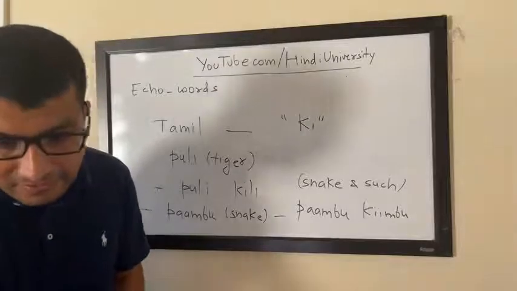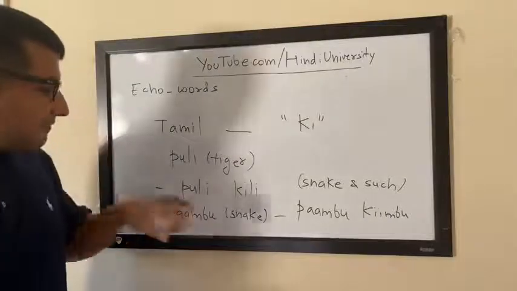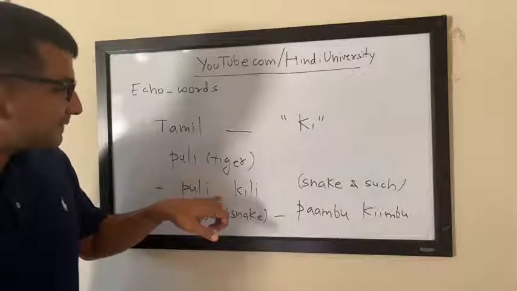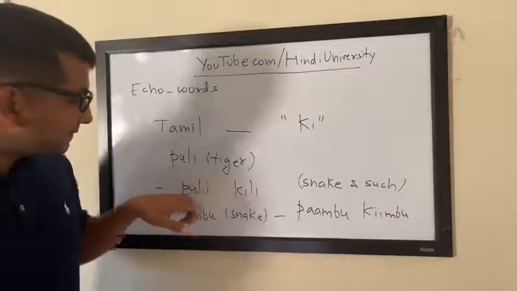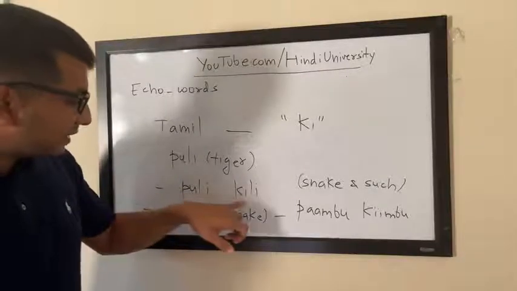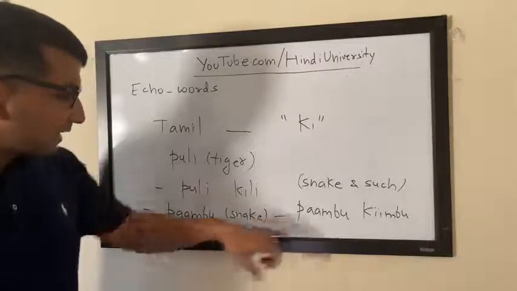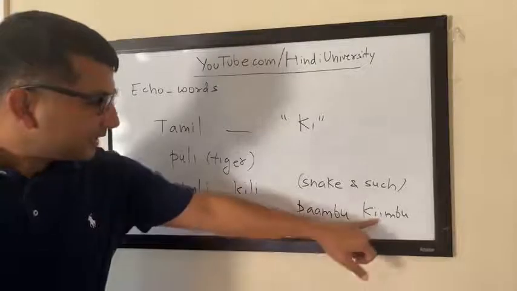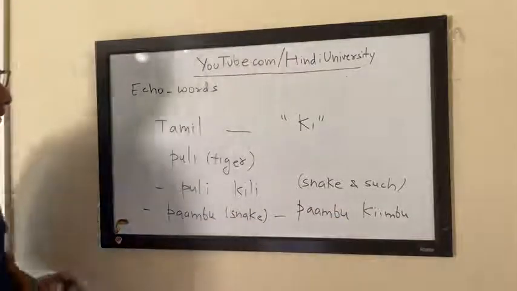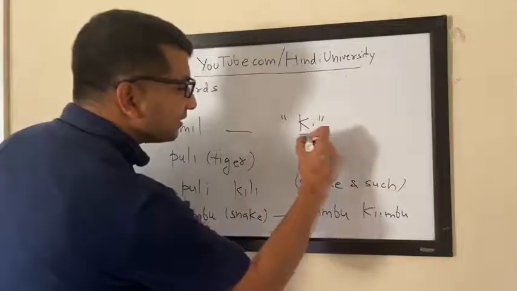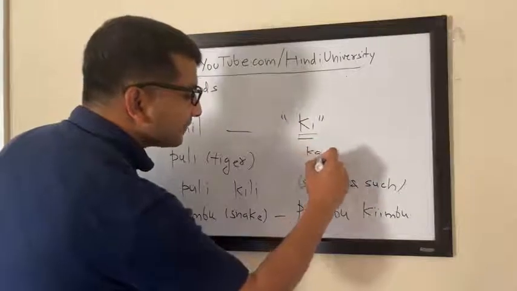The puli kili is, I think, because being a Tamil speaker, puli kili, that is because pu is a short note. Okay, so that's why it is. I see. But when it comes to pambu, it is the long one, so it should be kimbu. That's why. I see. Okay, but the underlying thing is the sound is k. Yeah. Awesome. That's a good comment.